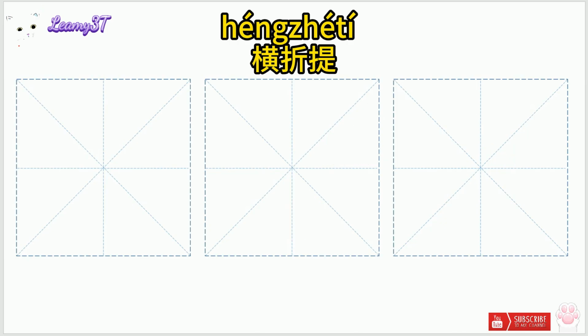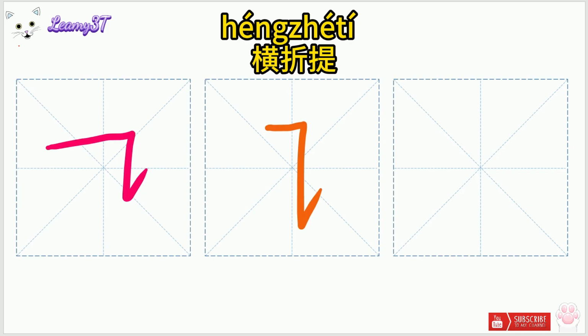It can be like this. It can also be like this. Sometimes it looks normal, like the example. And now let's read and write together.